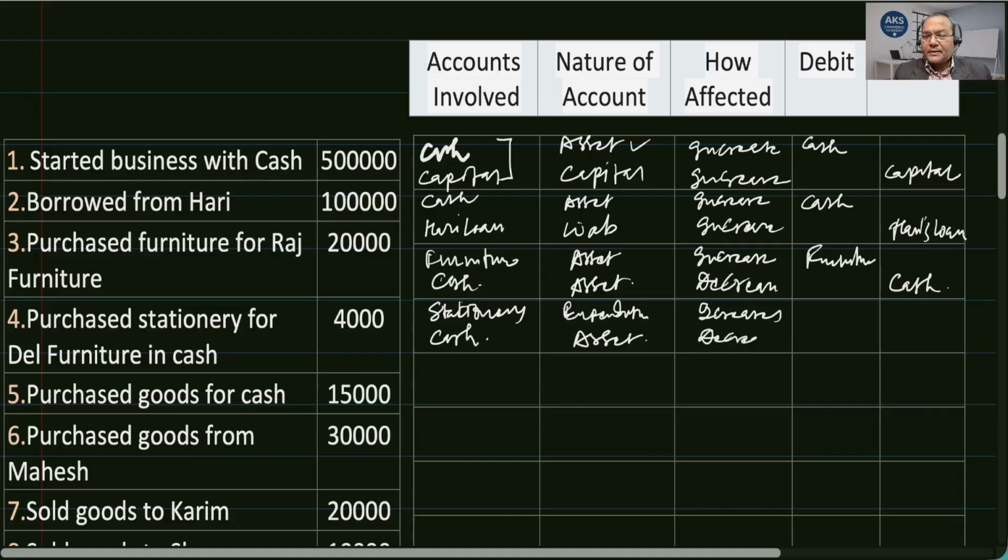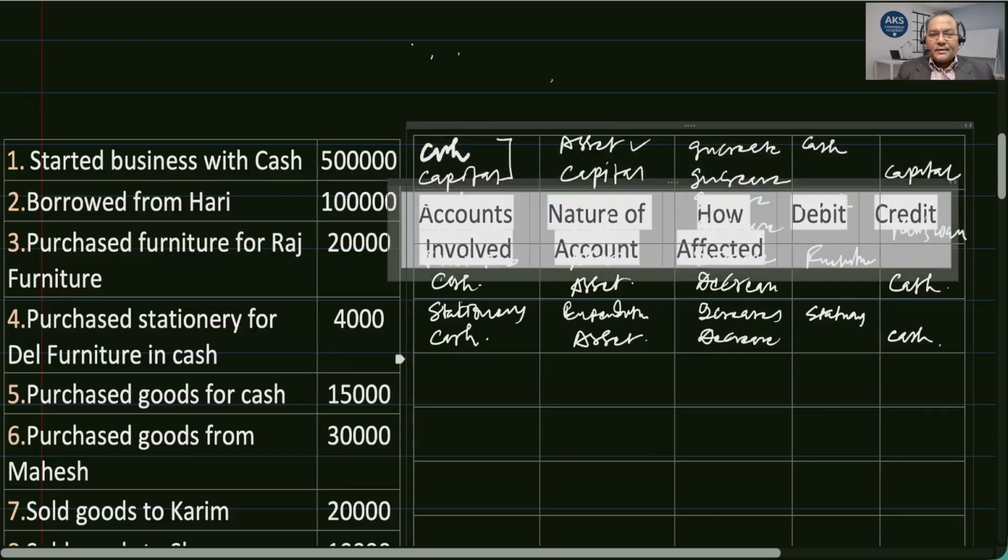So how it has impacted? Increase or decrease in assets. So expenditure, stationery, debited, we will write here stationery, and we will write here cash. I hope this is clear. Now I'll put this one down here so that we can understand. Okay, I'll bring it down. Now let us see the next one.